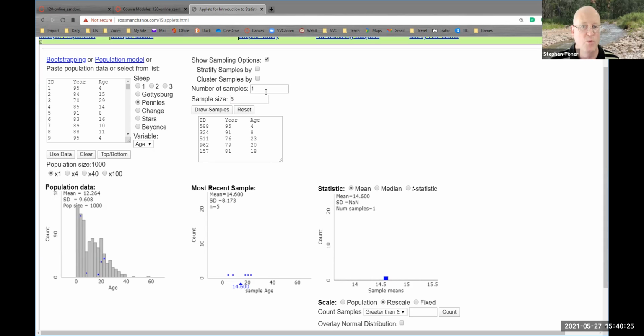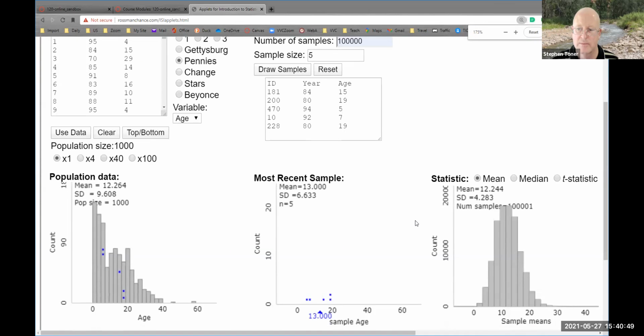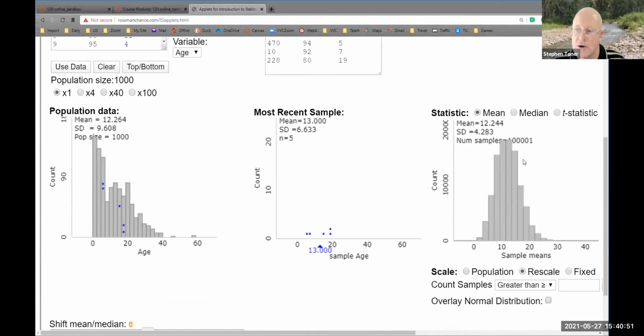Big whoop. We've got the power of computers here. So let's change this to 100,000 data values. Let's hit draw samples, and we might have to wait just a second. And okay, here is the 100,000th sample. I don't really care about that middle picture, but look at what happened over on the right. I'm going to zoom in a little bit here on the right.